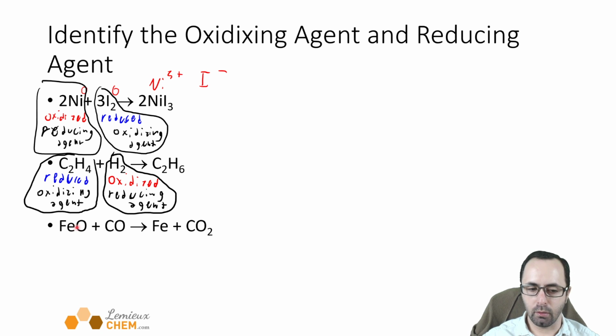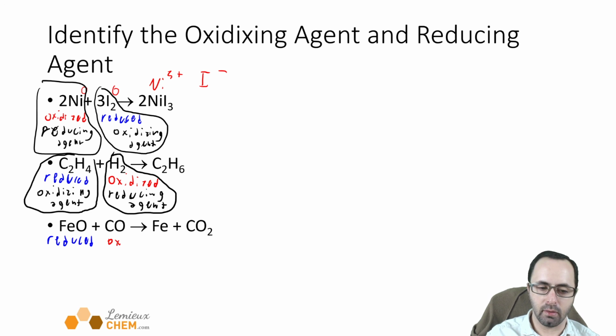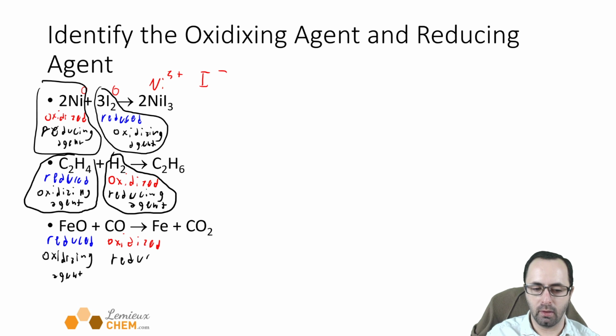So since the iron is losing its oxygen atom, losing an oxygen atom is reduction. So this is being reduced. And the CO is gaining an oxygen atom to make CO2, and so it is being oxidized. And so that makes the iron oxide, since it's being reduced, the oxidizing agent. And since the CO is being oxidized, it is the reducing agent.